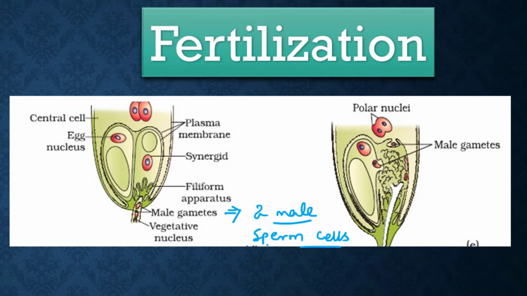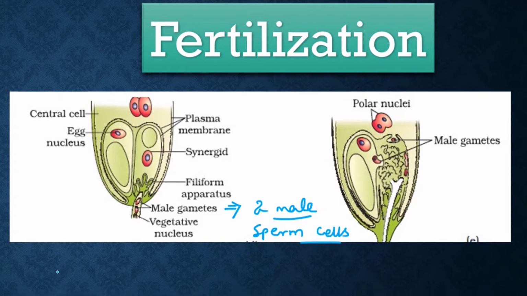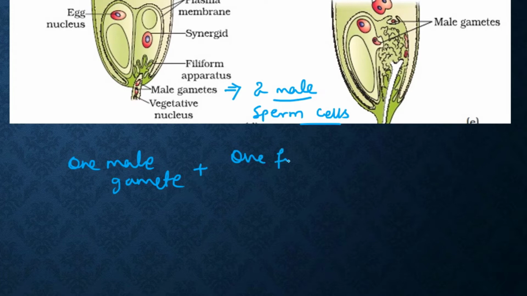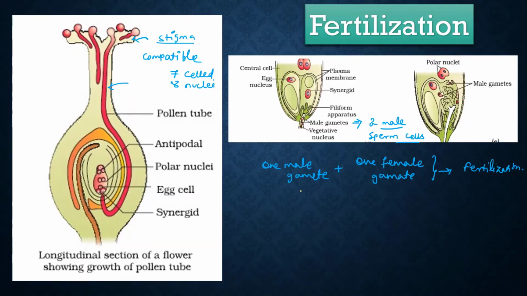Now the question is, what's going to happen with the two male gametes? Because we know fertilization is the event of the fusion of male and female gametes. If we are going to have the fusion of male and female gamete, we require only one male gamete fusing with one female gamete, and that is referred to as fertilization. One male gamete and one female gamete, right? That is going to give rise to the process of fertilization. Here the obvious question is why there is a requirement of two different male gametes or two different sperm cells.